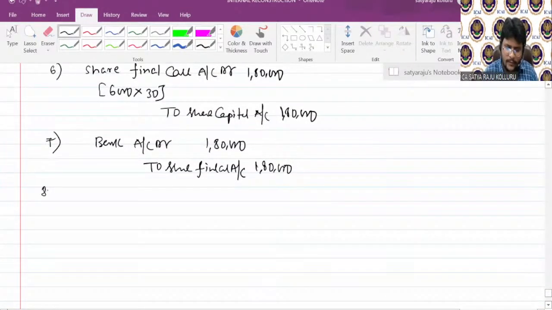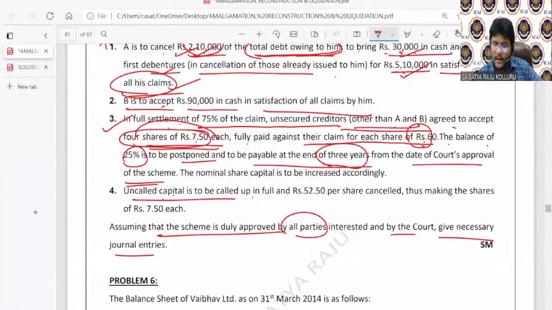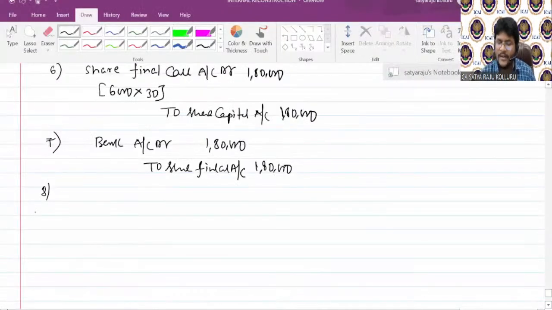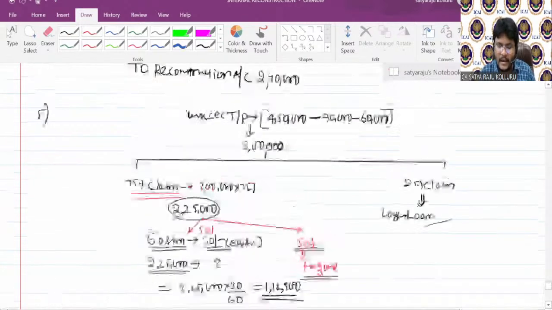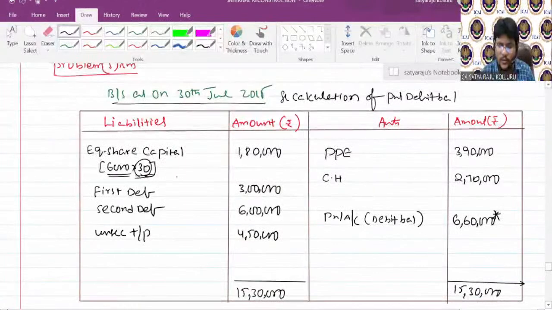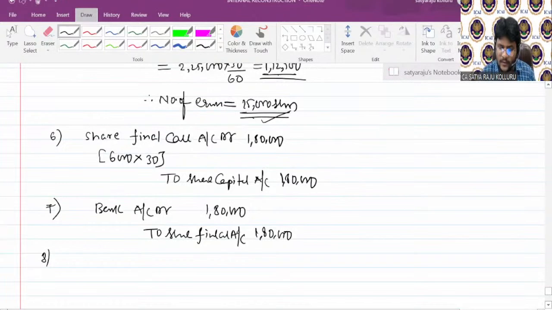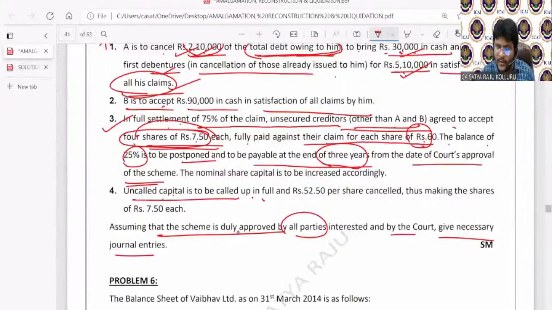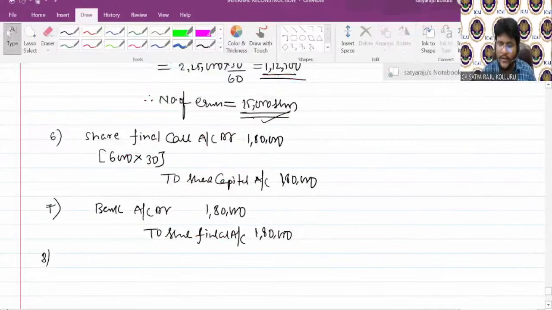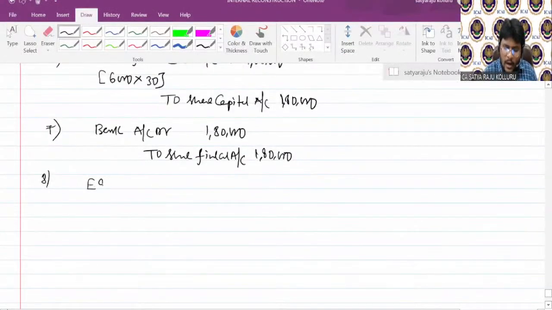Next, the problem is not yet over. Uncalled capital is to be called up in full. Now each and every equity share is fully paid up. Each equity share's face value is 60, and paid up value is also 60, because earlier it was at 30 rupees, right? Now after making the call, the equity share is fully paid up at the rate of 60 rupees. Okay. Now uncalled capital is to be called up in full and 52.50 per share cancelled, thus making the shares of rupees 7.50 each. Out of the 60 rupees, now you are cancelling 52.50 per share.